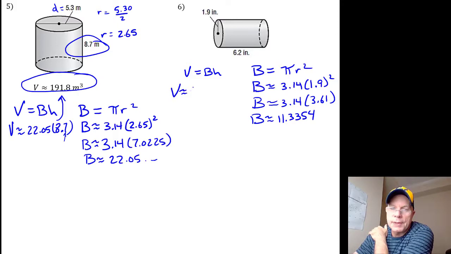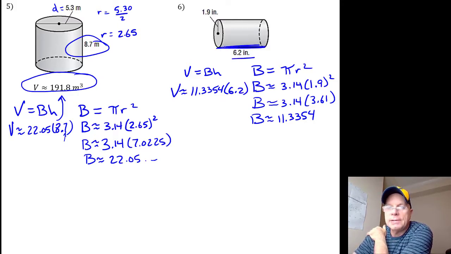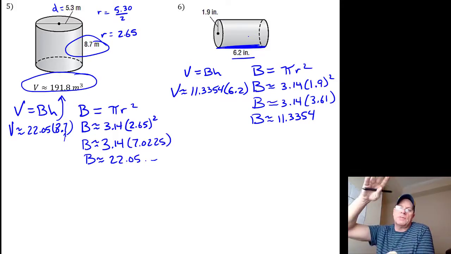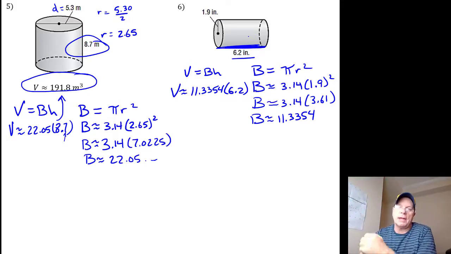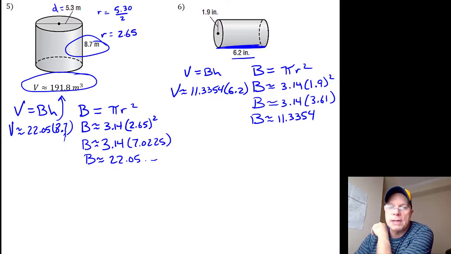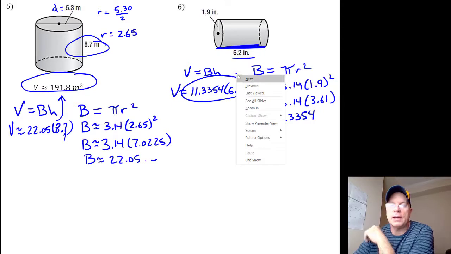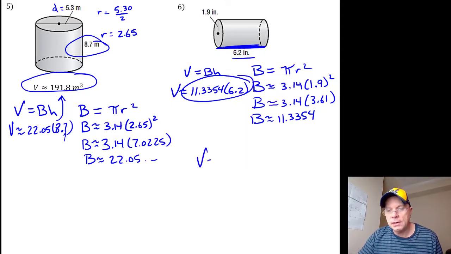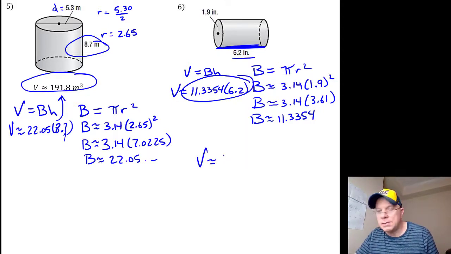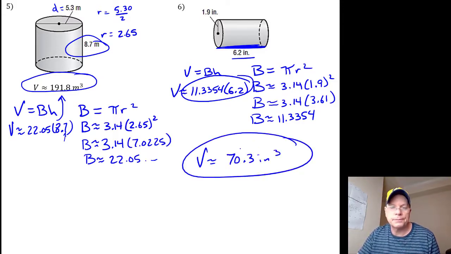So volume is approximately 11.3354 times 6.2. You see why I let you use a calculator. This doesn't look like a height because it's vertical, horizontal, but if you stood that cylinder up on its base, on its circular base, that would be the height. Height is always the distance between the bases. And when you multiply these together, you'll get the answer, which I have not displayed, 70.3 inches cubed.